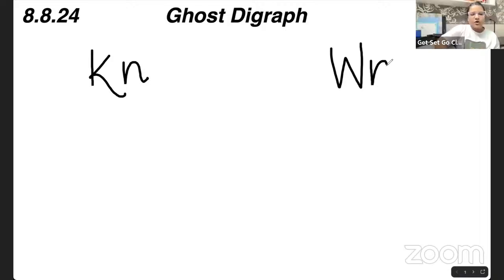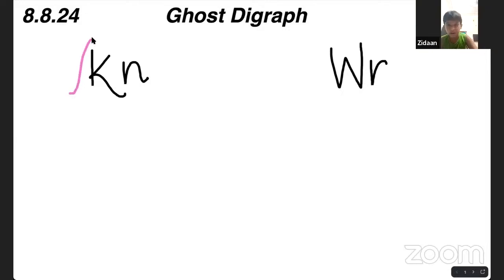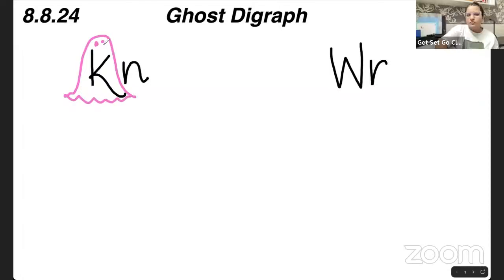Done? Okay, so write down, then we can make a ghost around one of these letters which remains silent in the words. So in KN, which letter is silent? K. Yes. So K is a ghost. Does not make any sound.